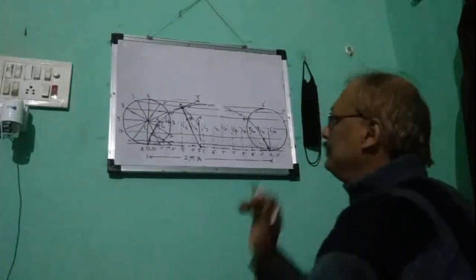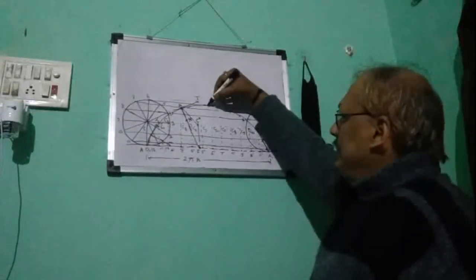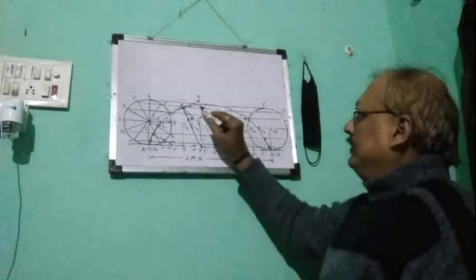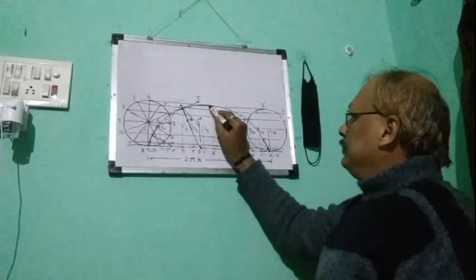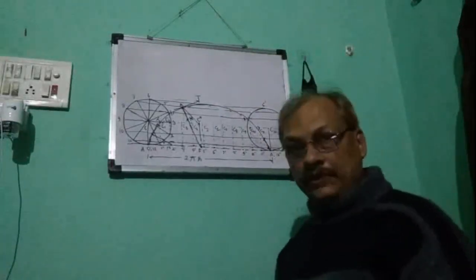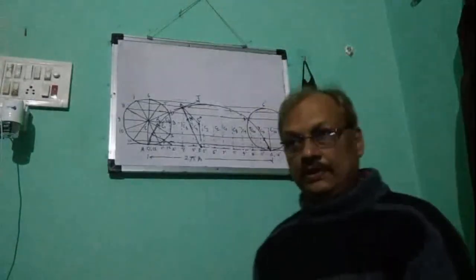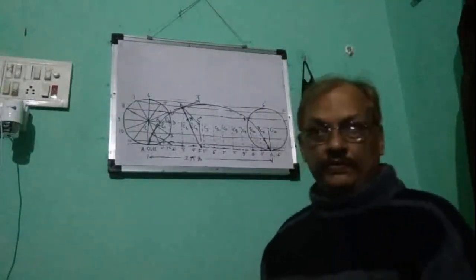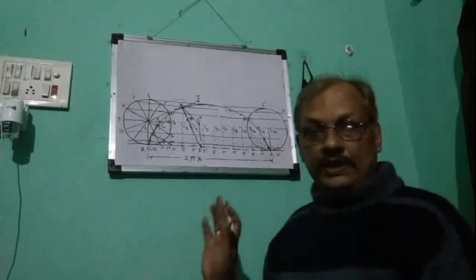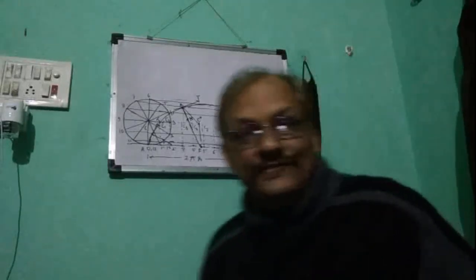So this is all about the cycloid, and as I told you, there are two more types of cycloids, epicycloid and hypocycloid. I will make another video for that, and we will discuss there. So that's all for this video. Thank you.